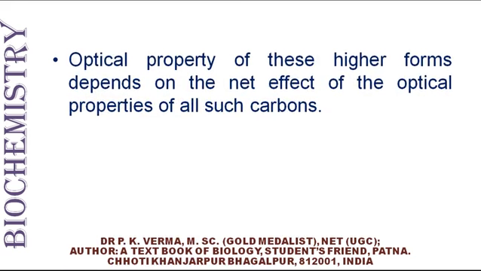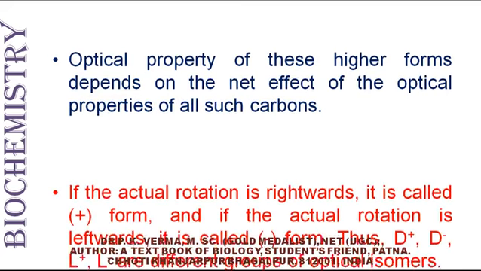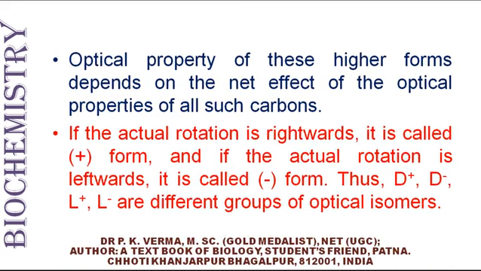Optical properties of these higher forms depend on the net effect of the optical properties of all such carbons. If the actual rotation is rightward, it is called plus form, and if the actual rotation is leftward, it is called minus form. Thus D plus, D minus, L plus, L minus are different groups of optical isomers. One cannot decide just by seeing the structure of any compound whether it is D or L, whether it is plus or minus.